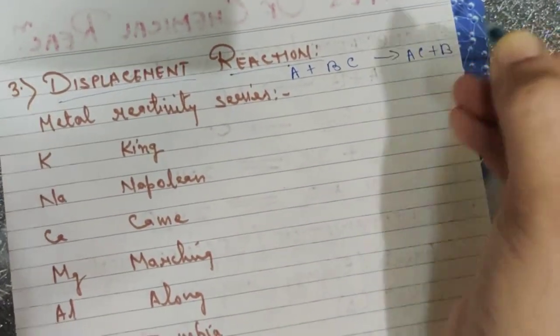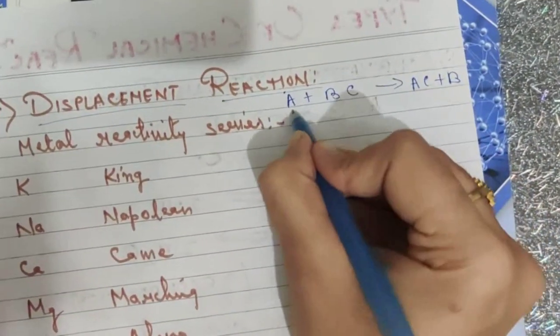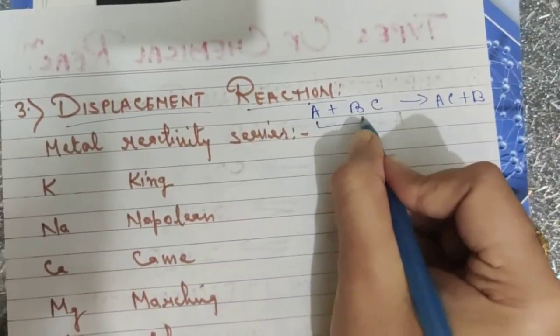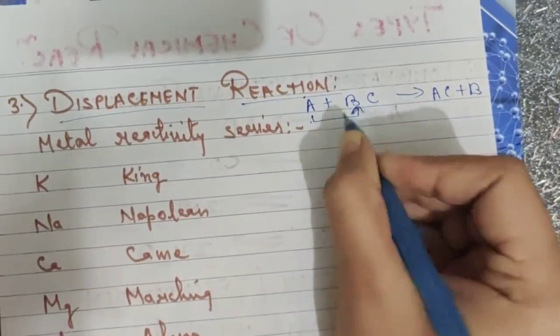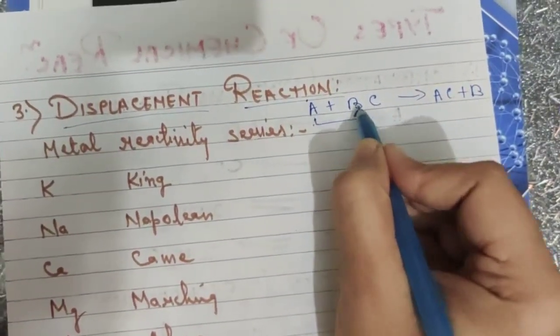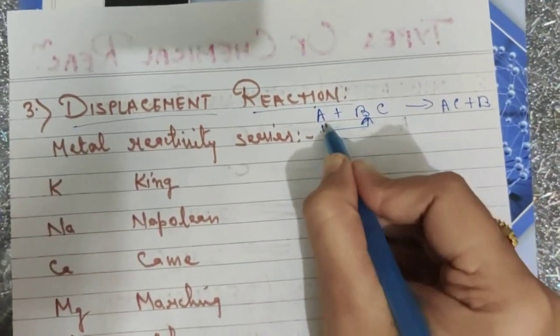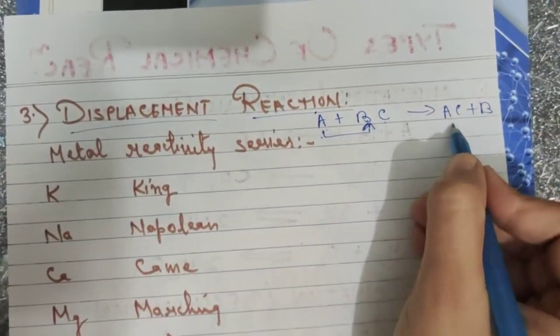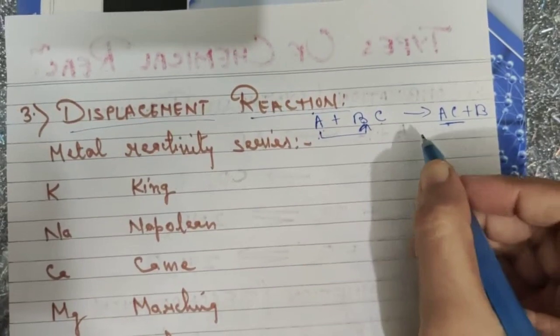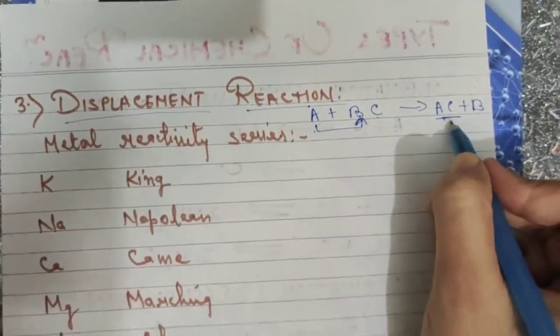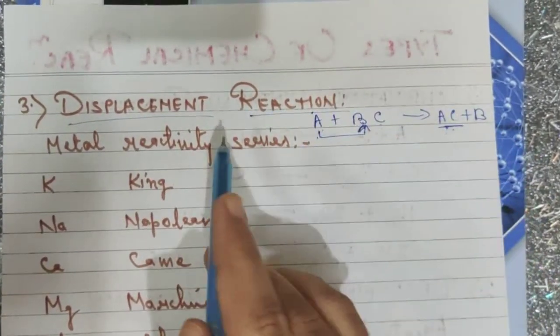So what has happened here? A has kicked off B from this compound because A is more reactive than B. So it has displaced B from here and it has combined with C to form a new product here, as you can see. So a more reactive element displaces a less reactive element from its compound, and the type of reaction is known as displacement reaction.